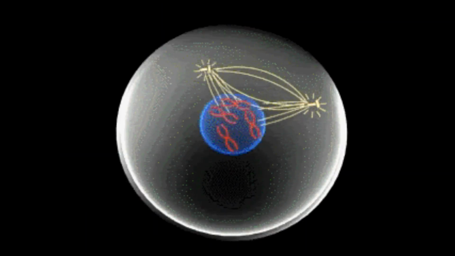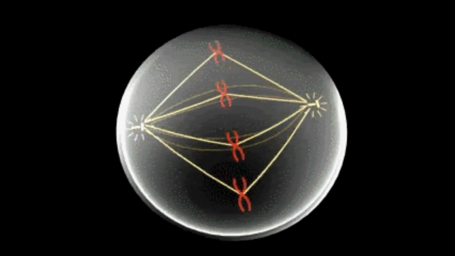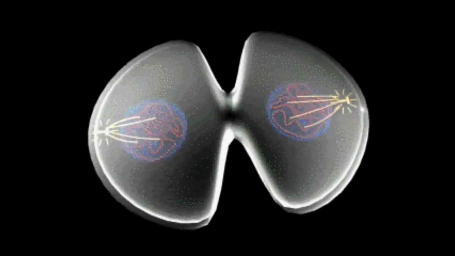The first part is mitosis, which is when the internals of the cell divide, like the DNA and nucleus. The second part of M phase is cytokinesis, which is the physical dividing of the cell.